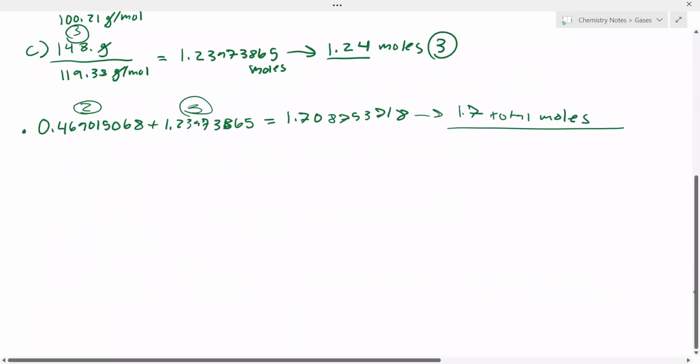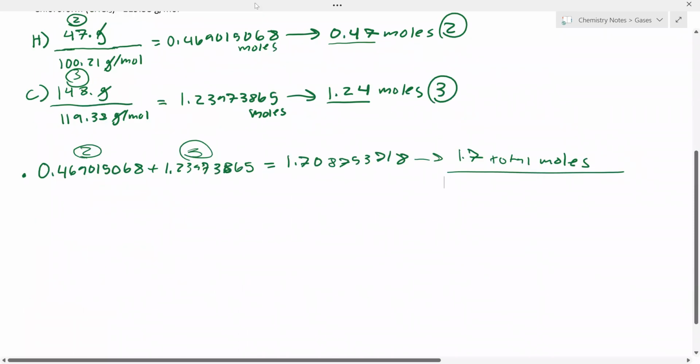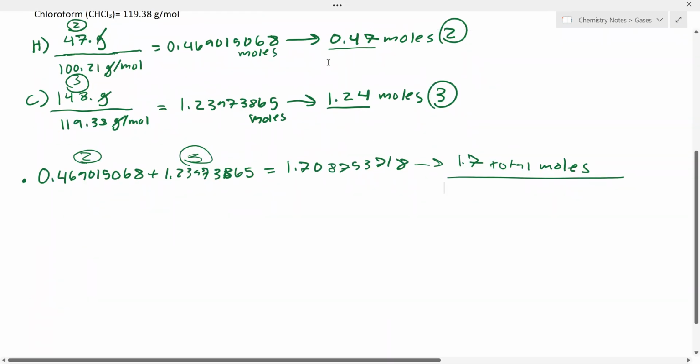So now what do you do? Well, now you gotta actually find the mole fraction. These numbers here are not your mole fraction. So to do that, we're gonna use the same thing we did before. We're gonna take that mole count, 0.469015068 moles, divided by that total mole.